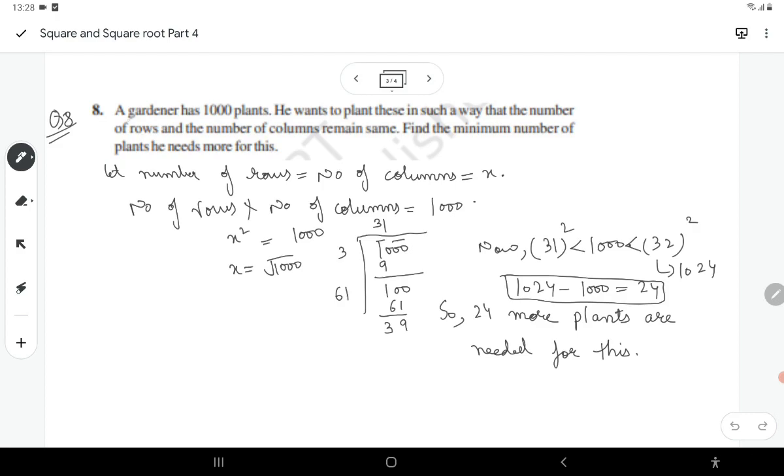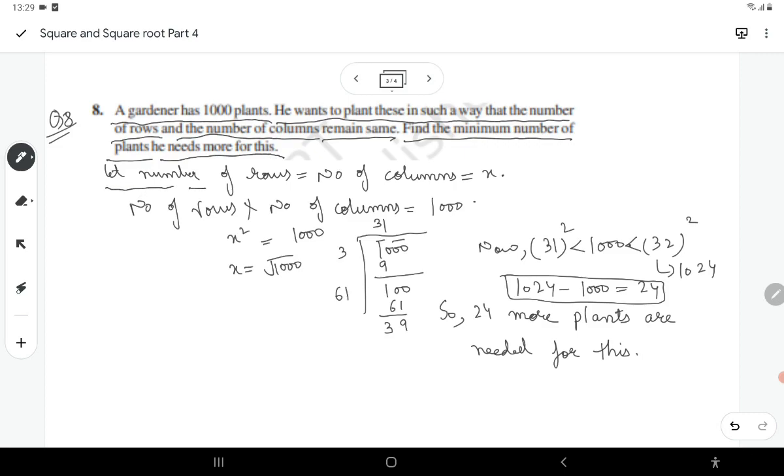Next question says, a gardener has 1000 plants. He wants to plant these in such a way that the number of rows and the number of columns remain the same. Find the minimum number of plants he needs more for this.